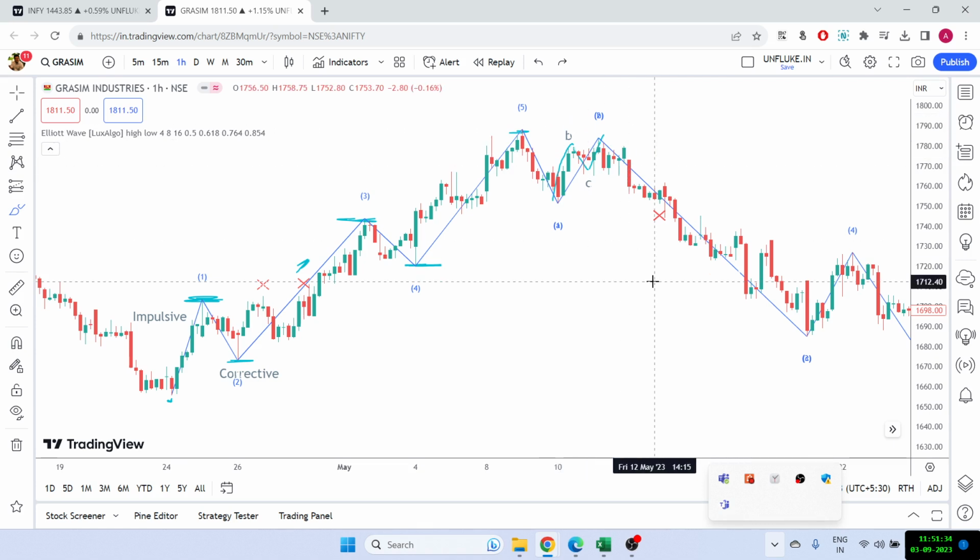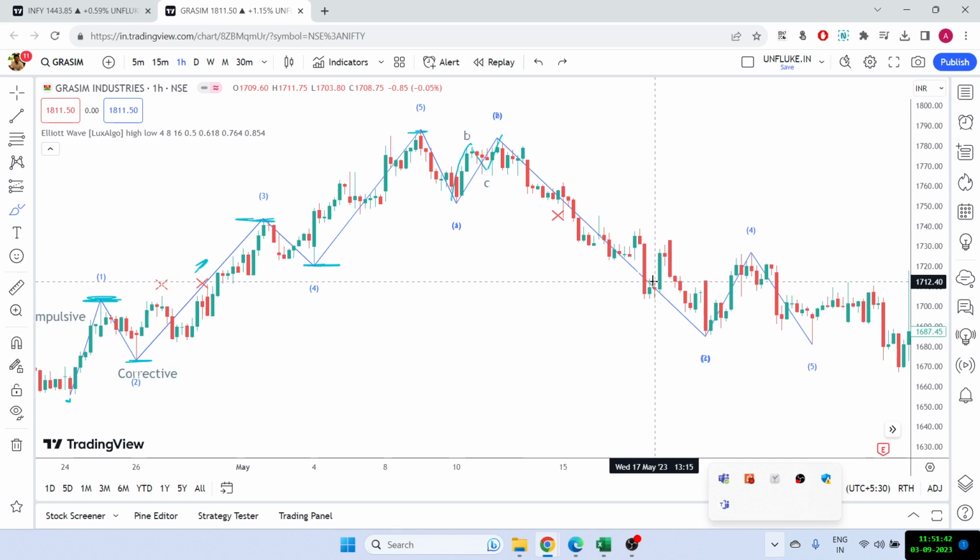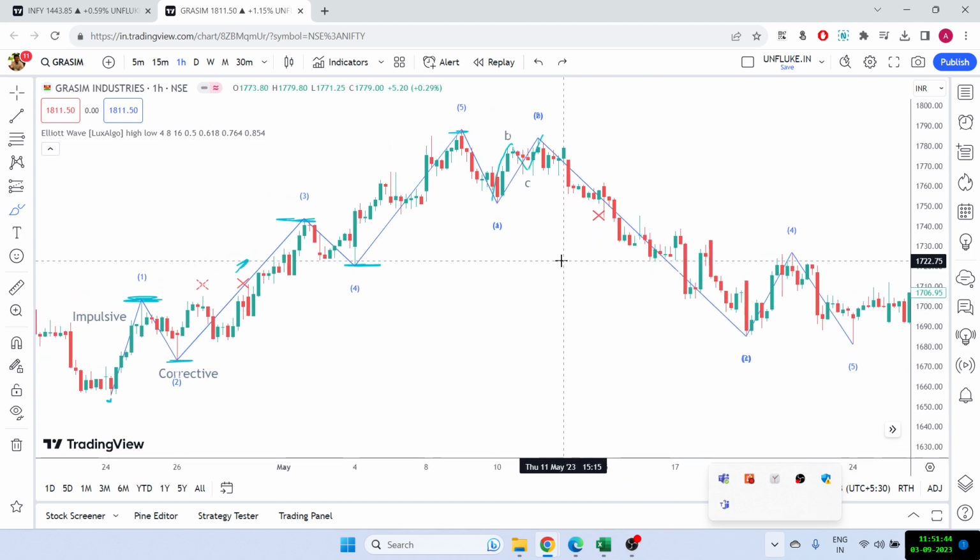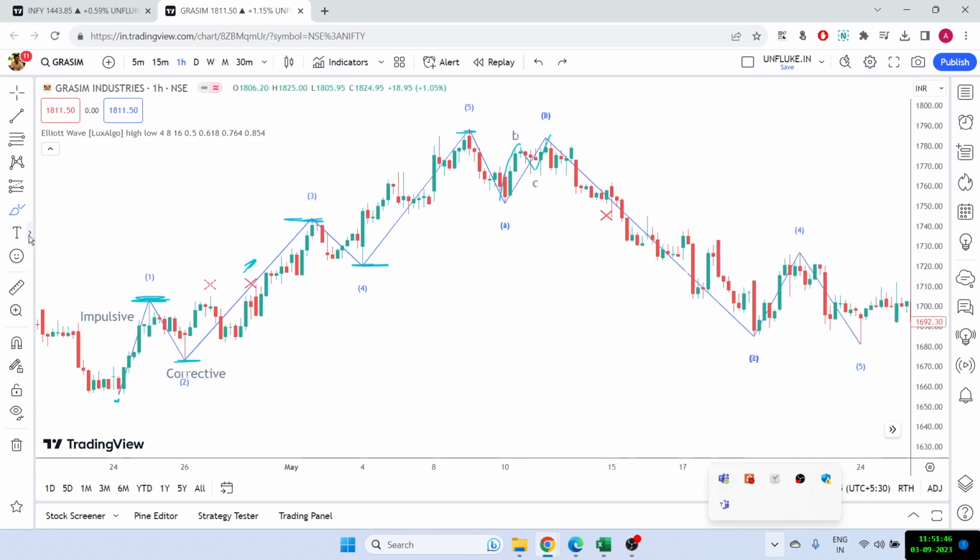Once it starts to fall, again we can go ahead and create our 1, 2, 3, 4, 5 again, but in the down direction. So again, if we see here, we can say that this is the fall, this is the up, this is the third fall, up, and this, right?